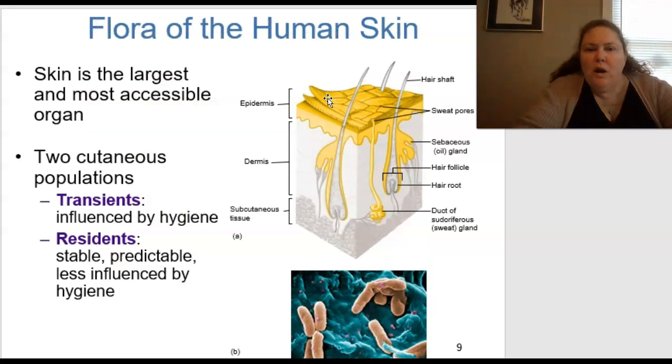So looking a little bit more at the flora of the normal human skin, the skin is the largest and most accessible organ. There are two cutaneous populations. There are transients. Again, think of a transient, like homeless people, those are normally known as transient people. Love them, they're usually very, very nice. But our transient microbes are going to be influenced by our hygiene, whereas our resident microbes are stable, predictable, and less influenced by hygiene.